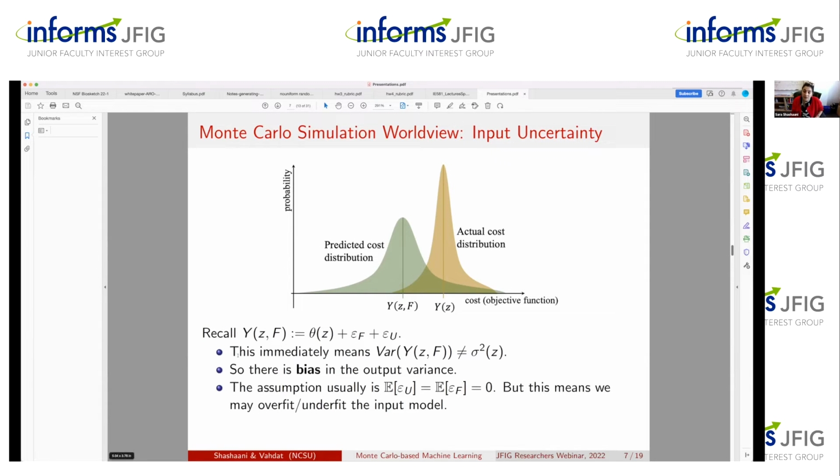So I have written again how I decompose the output of my simulation. The first thing we see is that the variance under acknowledging input uncertainty is definitely not going to be the true variance of the system. So it's going to be larger because we are now having more randomness, more uncertainty in our assessment, in our modeling. But the other thing is you can also have bias if the expectation of specifically this guy, the epsilon of F, is not 0, right? You can see that would cause bias. Right, that's what I just said.